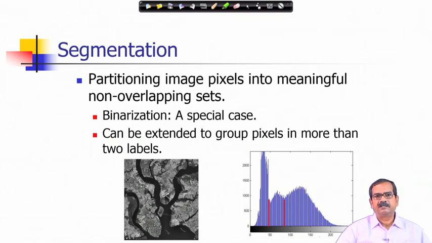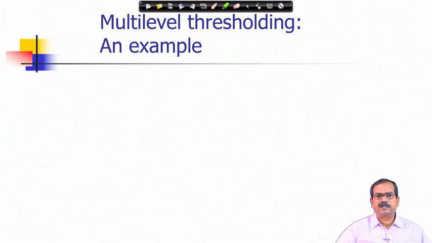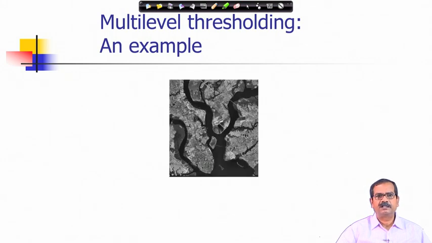In that case, we have only two such sets that we discussed. One is the background, another one is the foreground, but it could be extended to groups of pixels with more than two levels. For example, we can consider a multi-level thresholding scheme. In the previous case, we had only a single threshold. In multi-level thresholding, we can have more than one threshold.